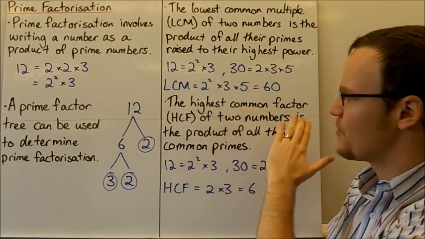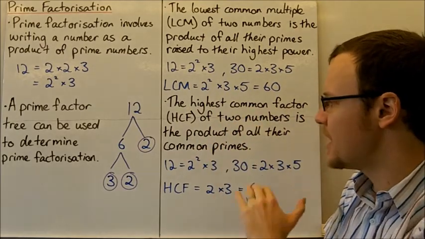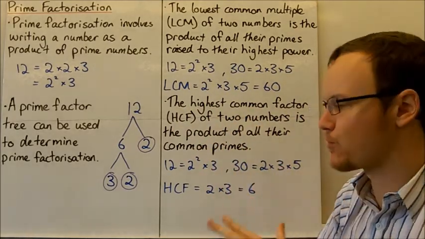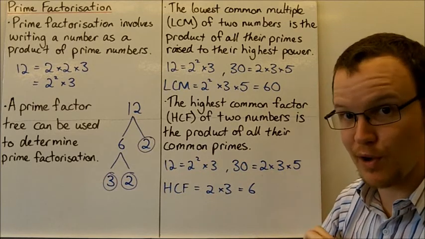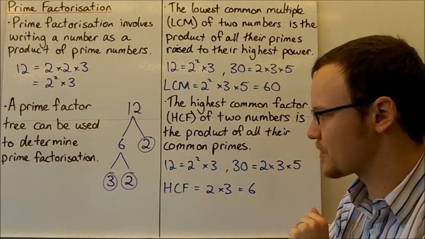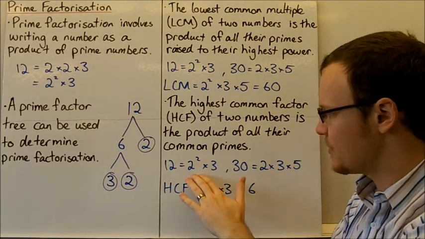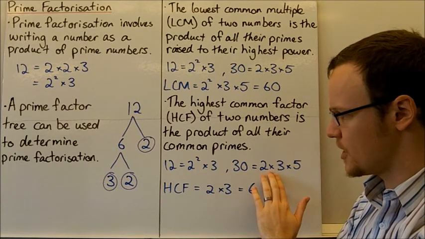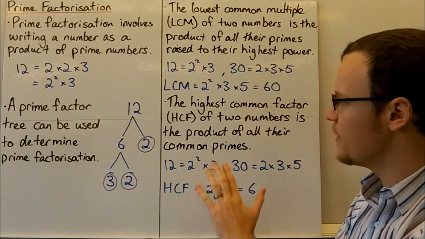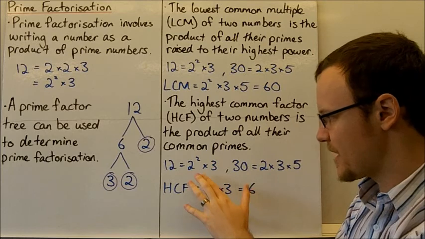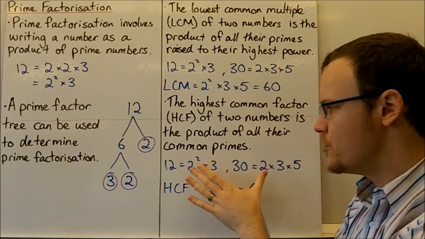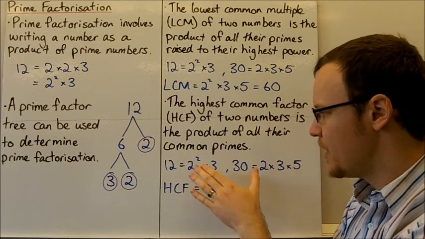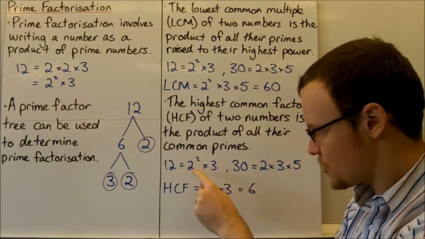The highest common factor of two numbers is the product of all of their common primes. So let's have a look at 12 and 30 again, and have a look for the highest common factor of both 12 and 30. We've got their prime factorisations here. The common primes that we have, we've got 2 here. Notice that this one's got 2 squared, so that's 2 times 2.